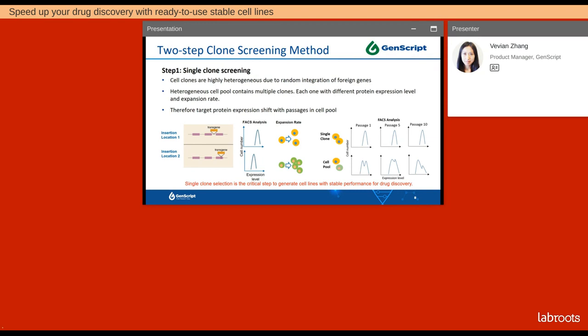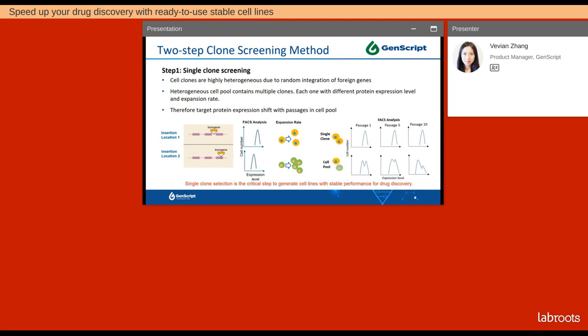The first step is a single clone screening. As you can see in the diagram below, due to the different transduction level and the gene insertion site in the chromosomes, the transduced cells generated from the target gene expression plasmid are actually polyclonal and presented as a heterogeneous mixture.